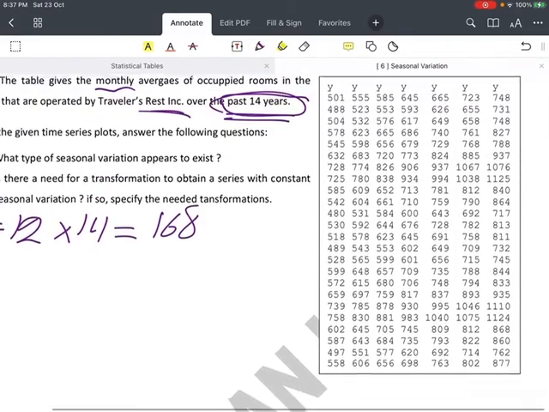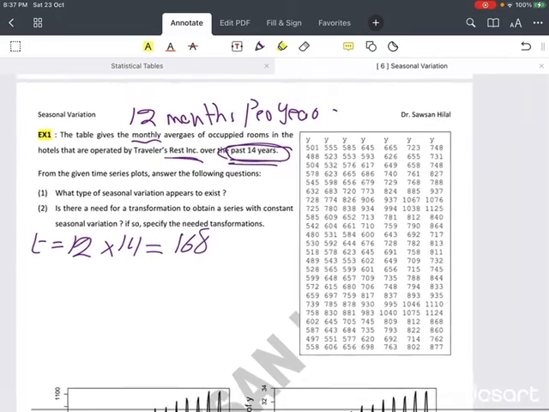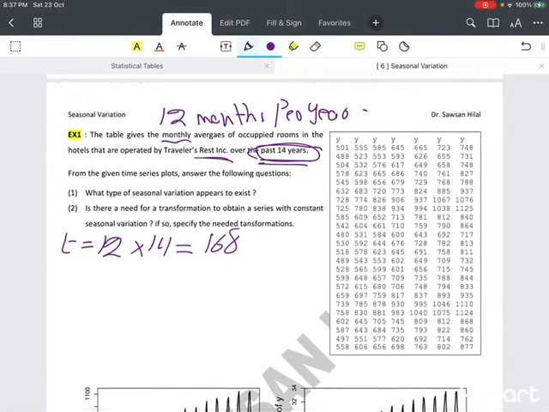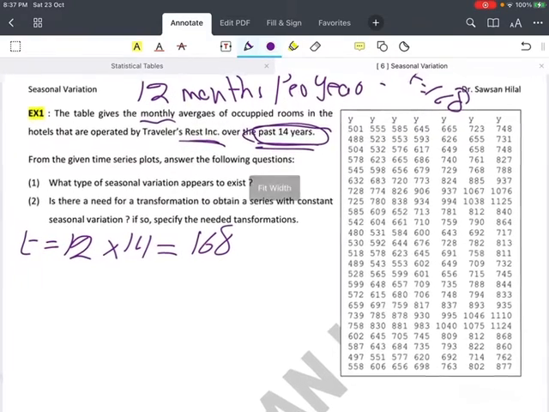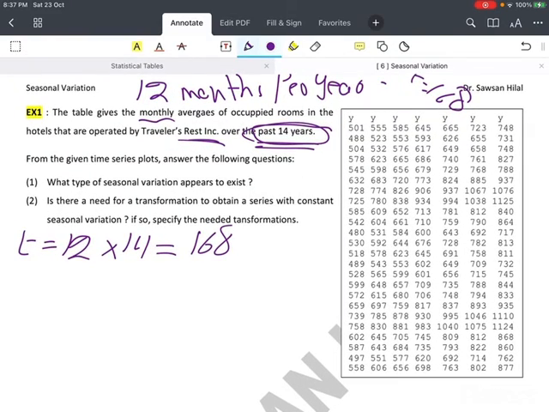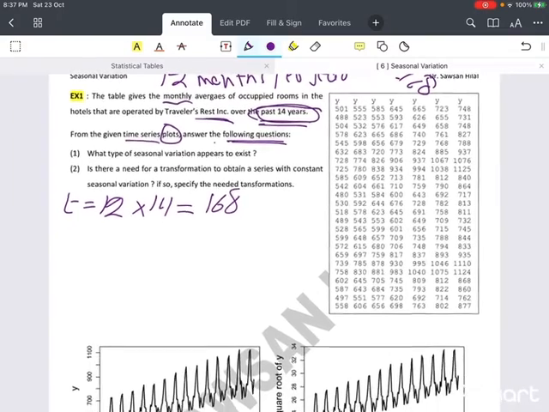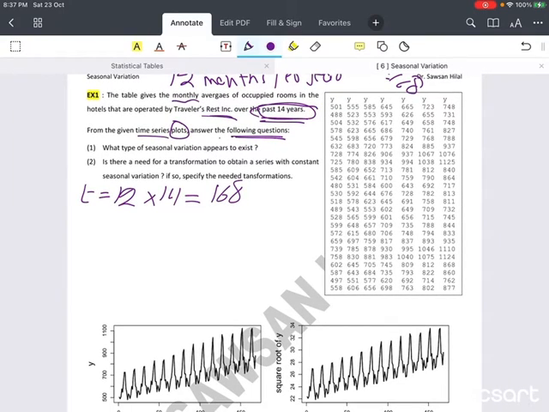So here we have the data, these data for t up to 168, and this is the y with the t. Then you will read the second statement: from the given time series plots, answer the following questions. Okay?